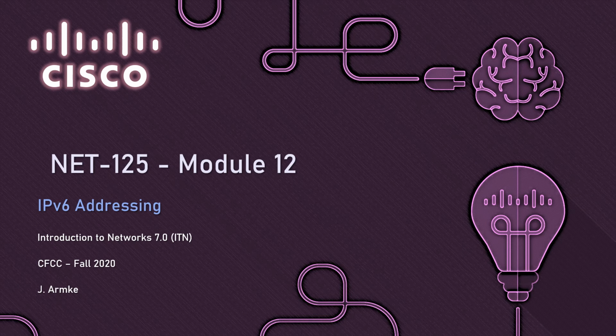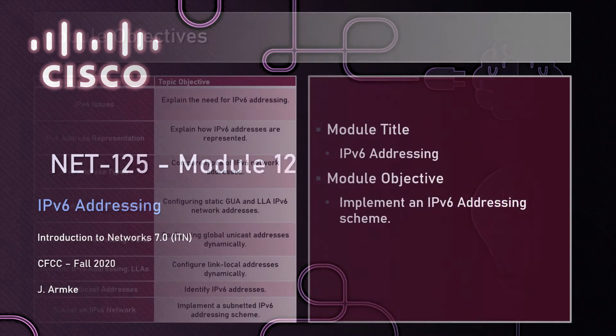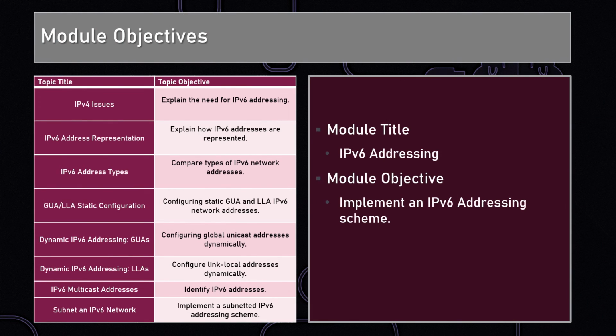Today we're going to get into Module 12, IPv6 Addressing. So we have several topics we're going to talk about today, but the general idea is by the end of this we should be able to implement an IPv6 addressing scheme. So we're going to talk about some IPv4 issues and why IPv6 is necessary. We're going to talk about address representation and address types.